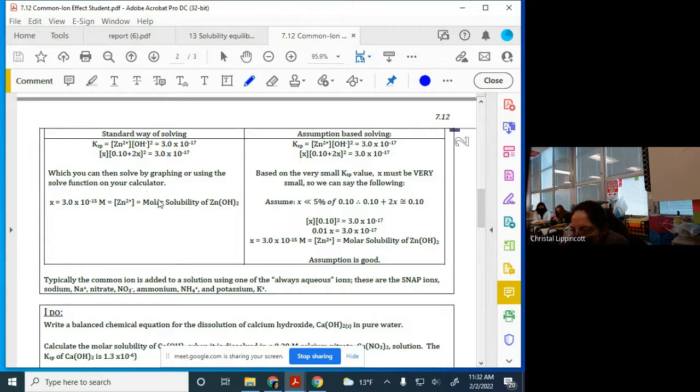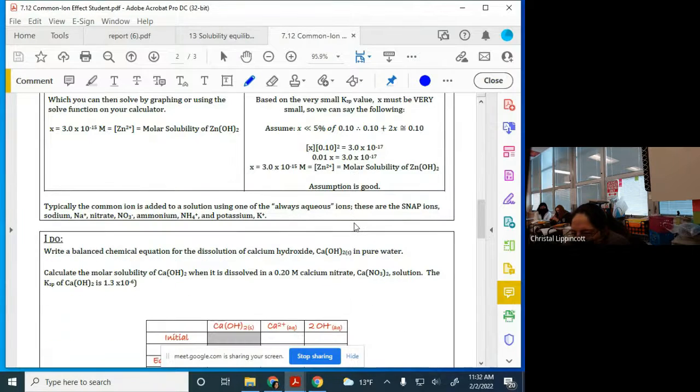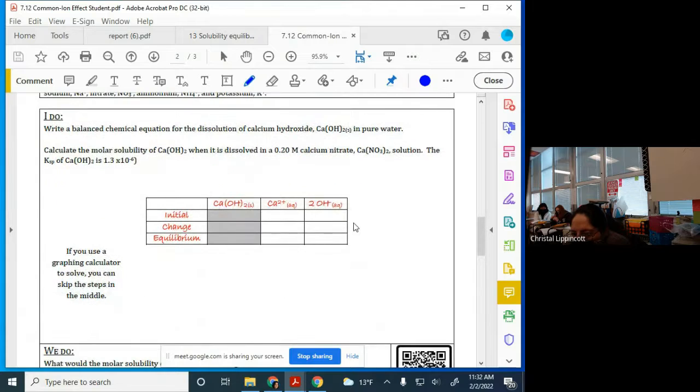That'll make this go a lot faster. Otherwise, you can do it algebraically. But you could also look and go, oh, this has a really low Ksp value. It's probably going to precipitate out. Okay, so here we go.